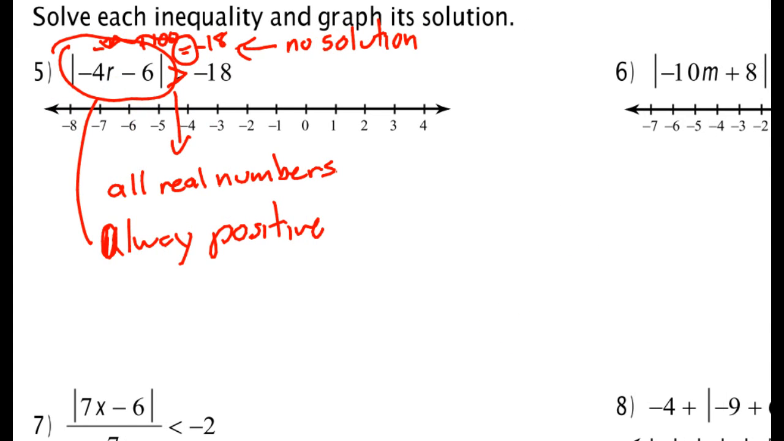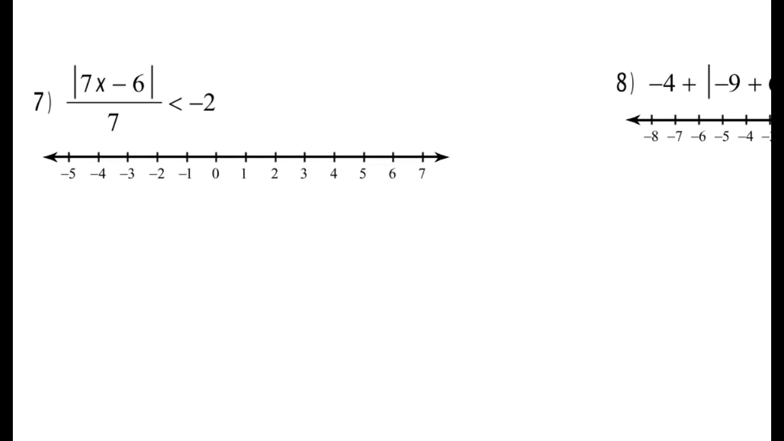So let's go down right below it. 7. So notice how this 7 is divided by 7. It's not inside the absolute value. These bars do not go down all the way. So the first thing we want to do is multiply by that negative 7. I mean, the positive 7, sorry. So that equals 1.